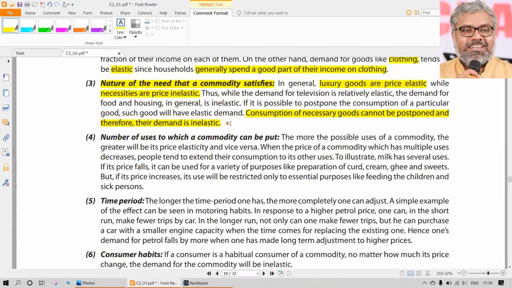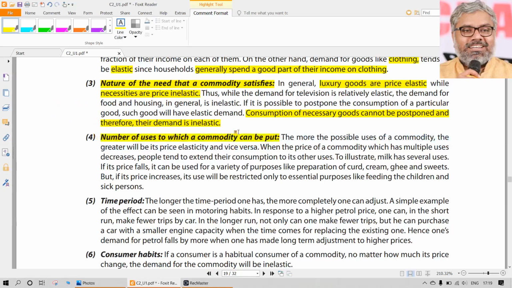So the nature of the need that a commodity satisfies will also have an impact on the price elasticity of demand. If the nature is that of a necessity, then definitely the products will be inelastic. If the nature is not that of a necessity, then such products will be price elastic.